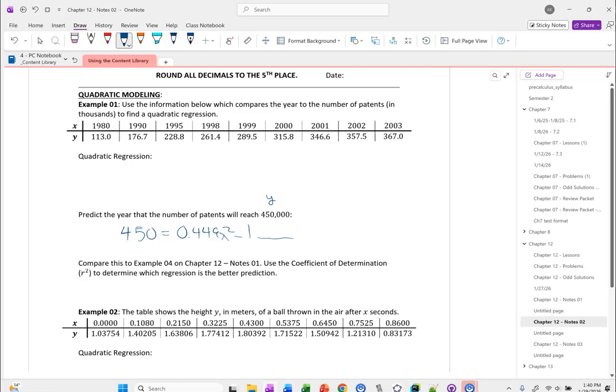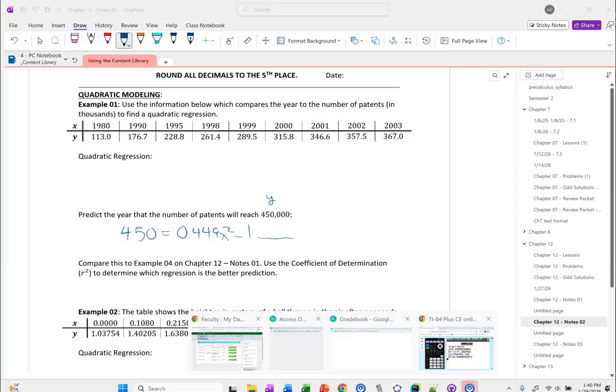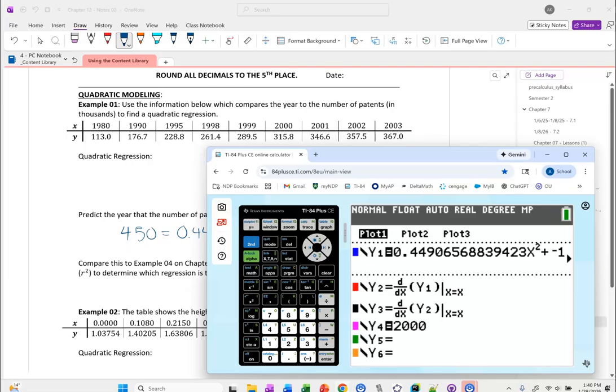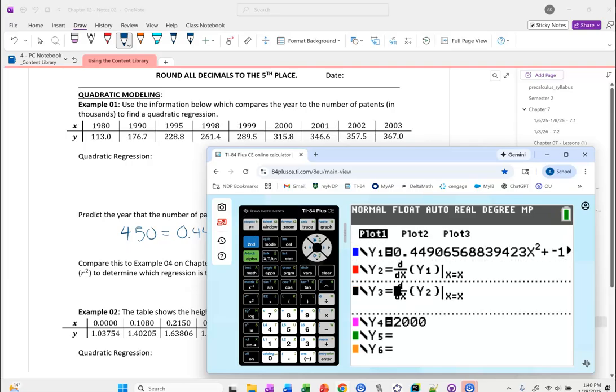So what I'm doing is I'm going to solve this equation: 450 equals my regression equation. Am I going to do this by hand? Probably not. I'm going to do it with my calculator. I'm going to do it graphically. So I'm going to use one of my other y equals spots, not the one where my regression equation is stored, and I'm going to enter in 450.